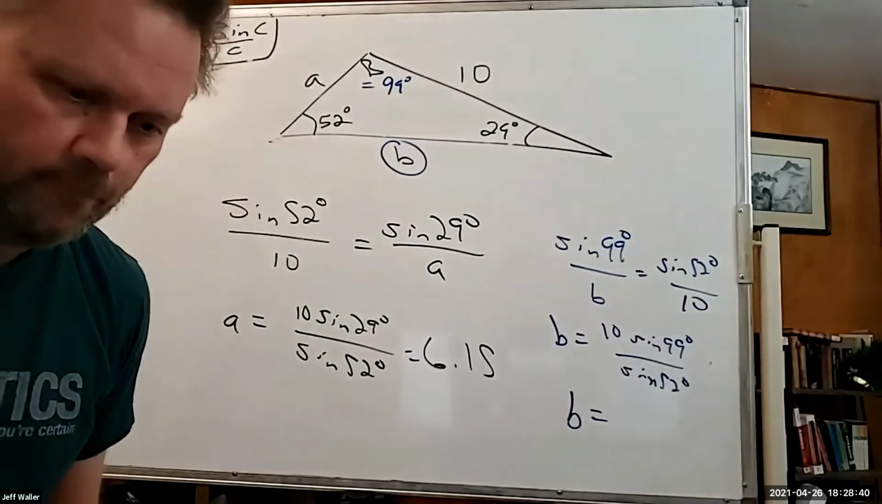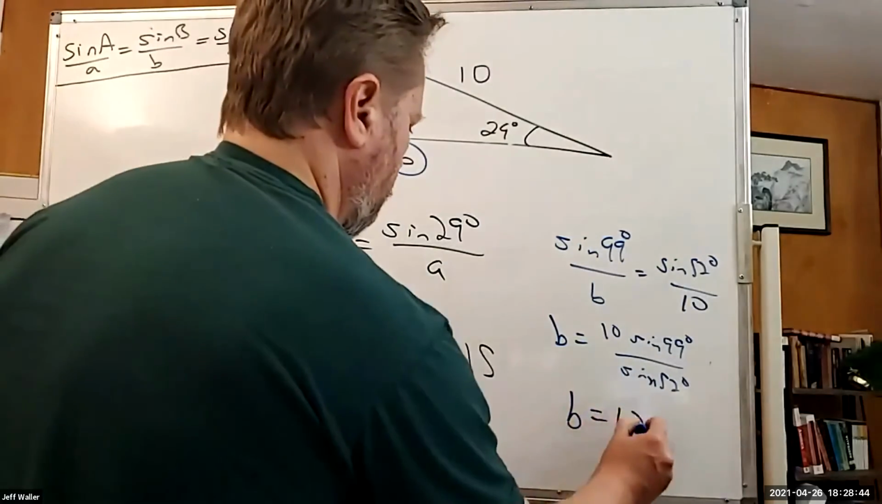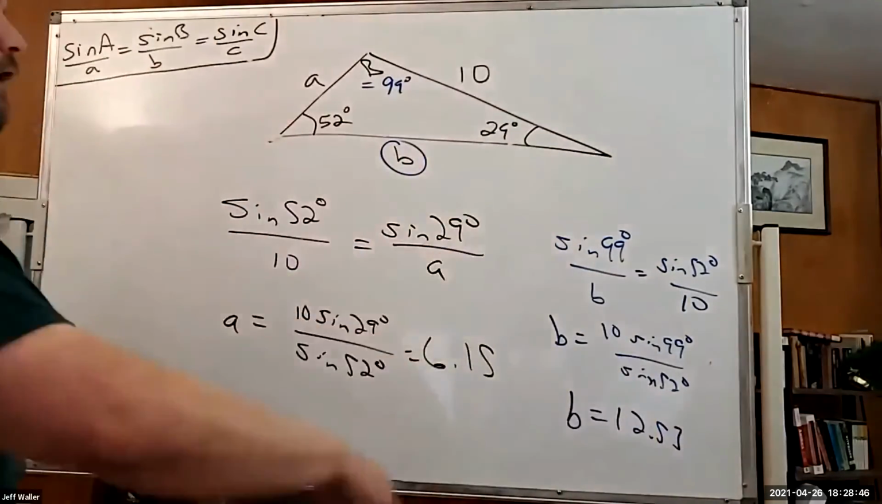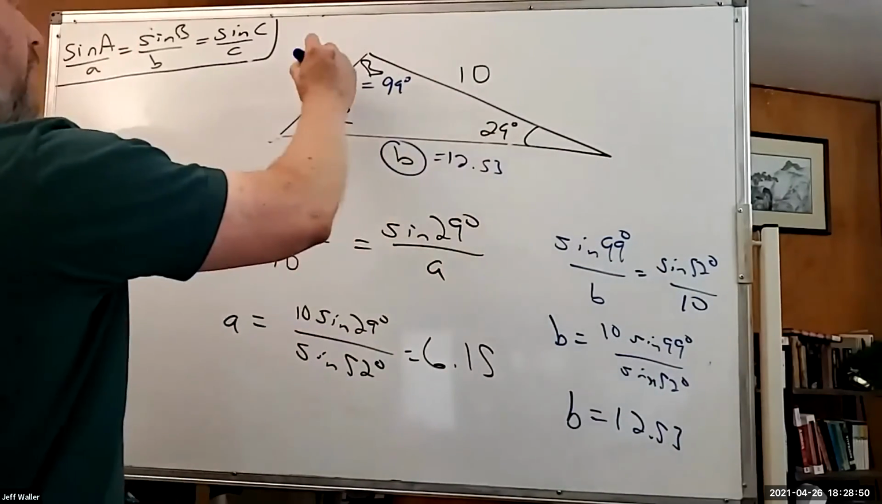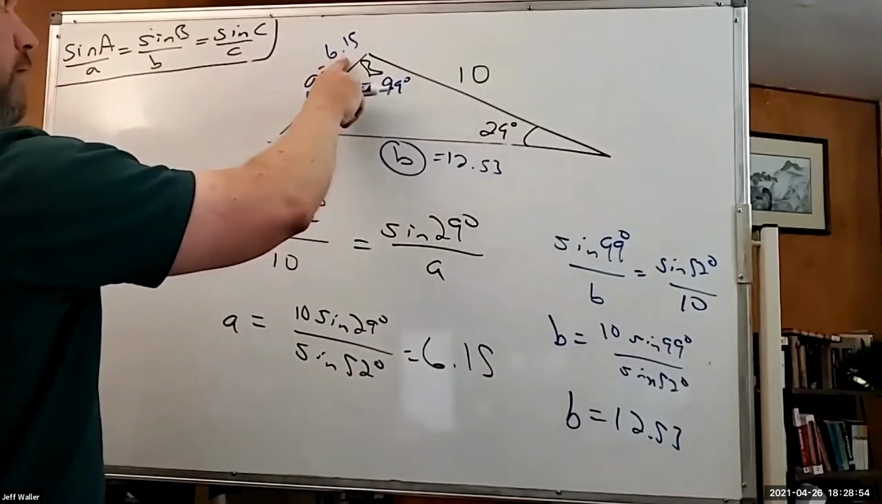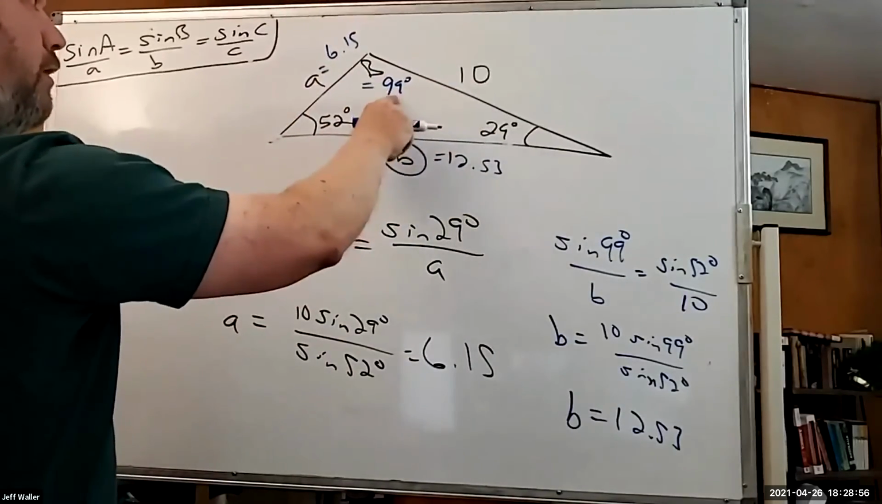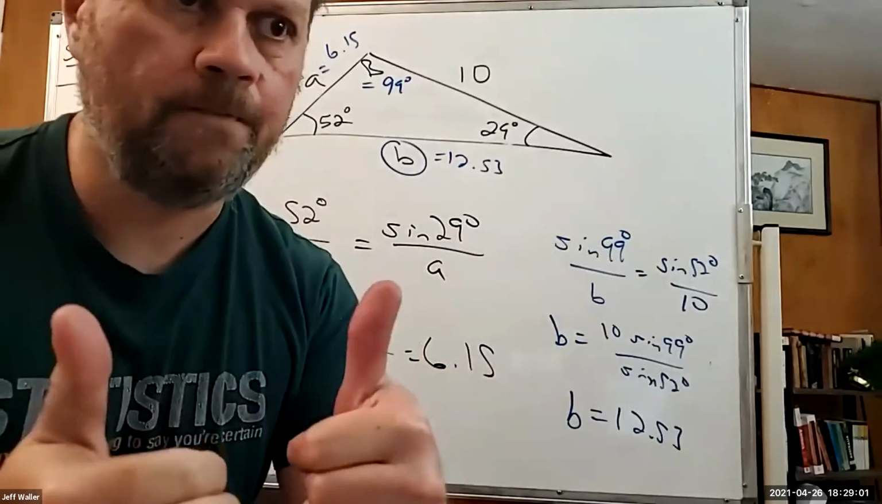12.5? Say again, sir. 12.5, yeah, 12.53, let's say. So I would tell you how far to go out. So 12.53, that exactly matches with what I expect. The smallest angle has the smallest side, middle angle middle side, largest angle largest side.